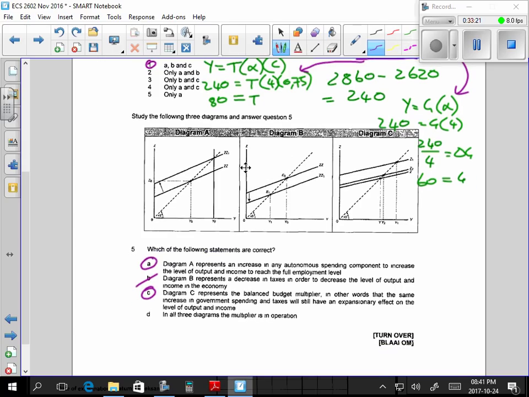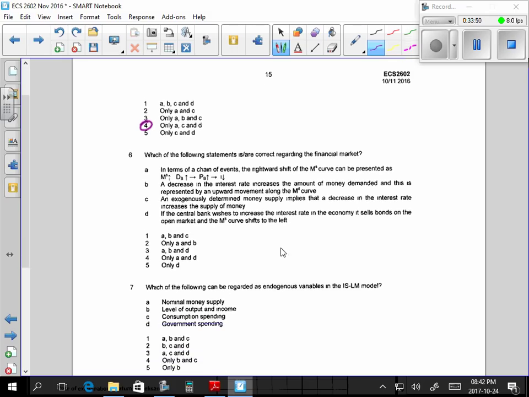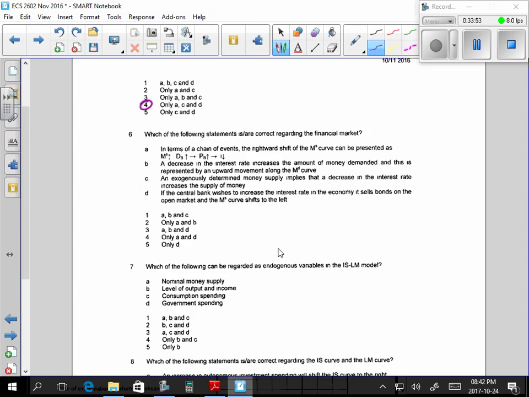D, in all 3 diagrams, the multiplier is in operation. The multiplier is always in operation when you're dealing with your goods market model. Okay. What is your multiplier? A change in any of the autonomous variables will have a greater impact on your output and income because of the multiplier. So for question 5, the correct option would be 4. Right, some straightforward theory. Question 6. Which of the following is correct regarding the financial market? It would be option 4, A and D.